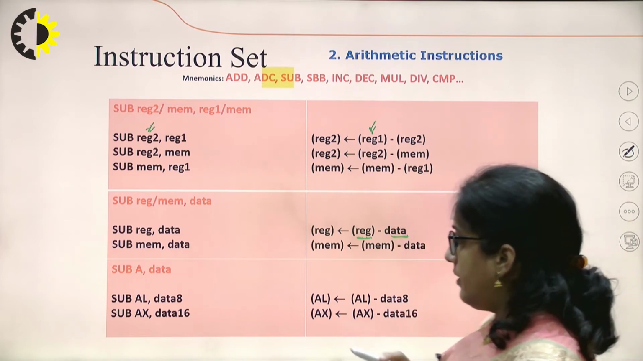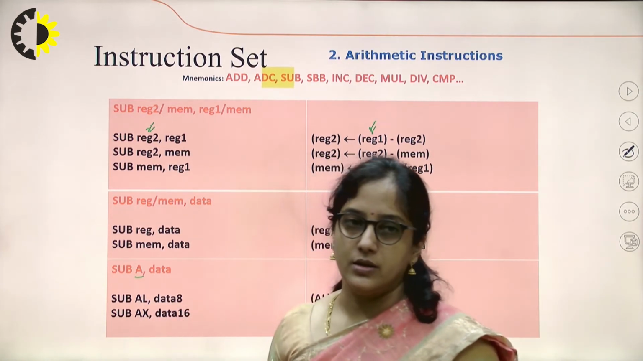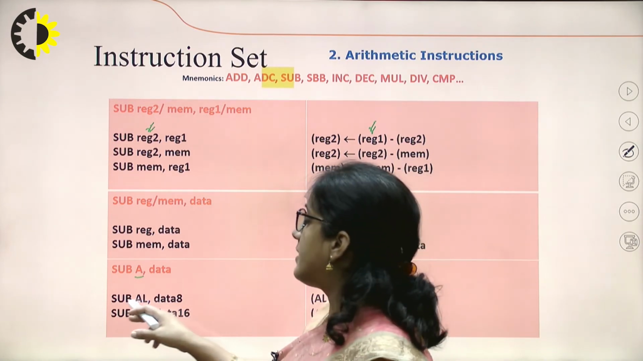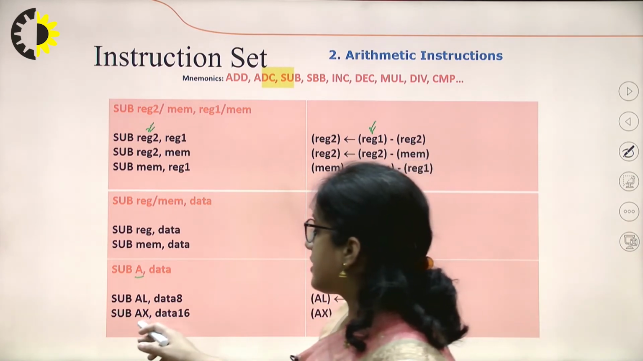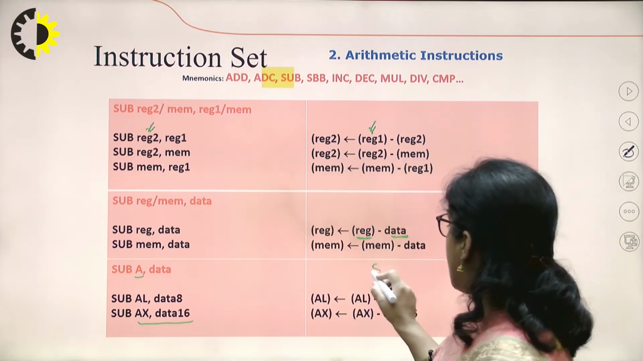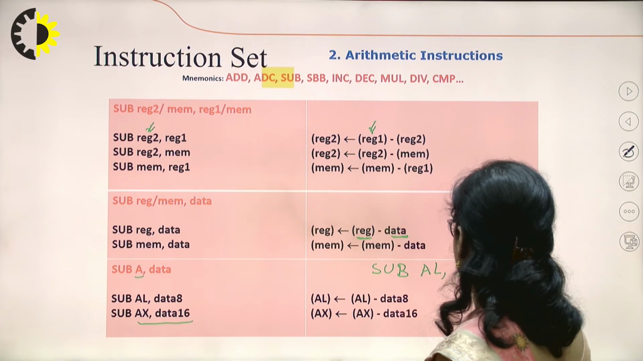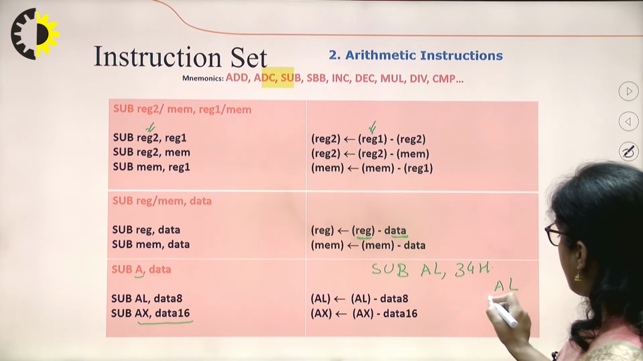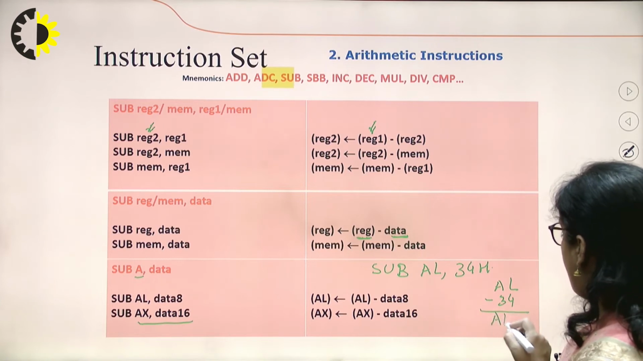Okay. In case of SUB A, data, here we are specifically discussing the accumulator register. If we are performing 8-bit subtraction, then we have SUB AL, data, and if we are performing 16-bit subtraction, then we have the instruction SUB AX, data16. Now let's take an example for this. You can write it as SUB AL, 34H. Now in this case, whatever the content of AL is, 34 gets subtracted from it and the result will be stored in AL.